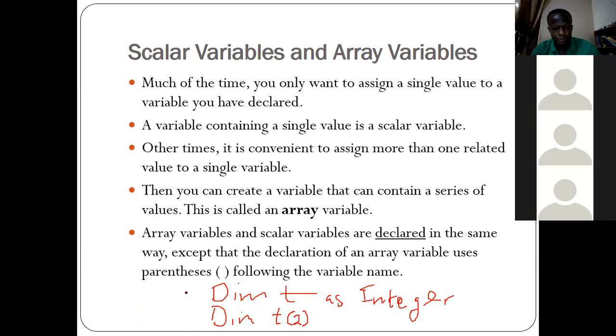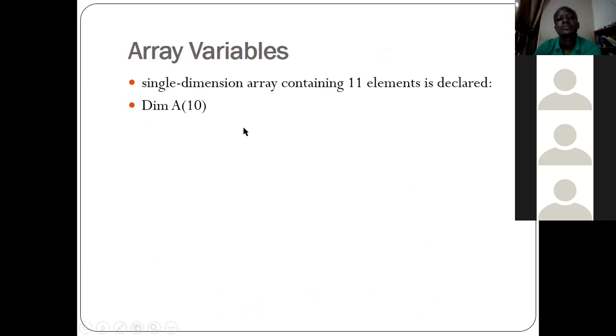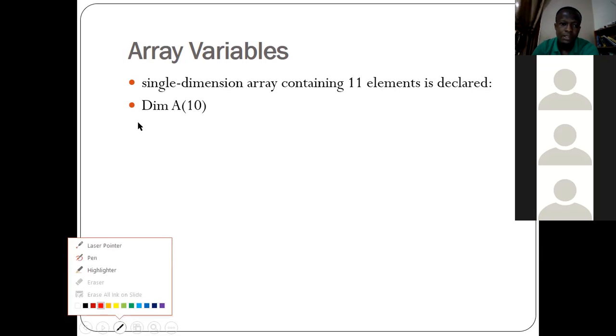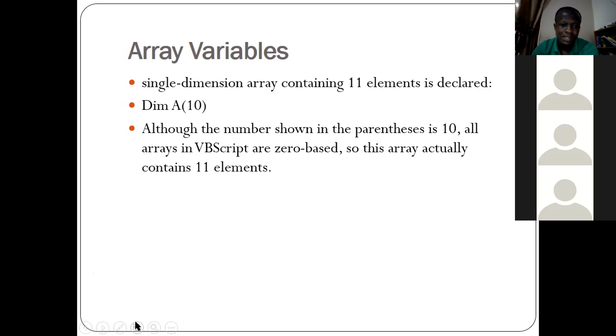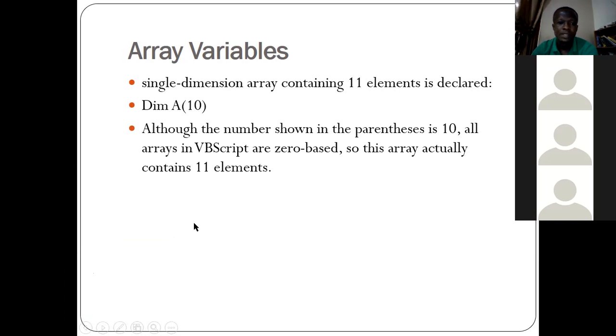So let's carry on. Array variables: a single dimension array containing 11 elements. So if you want to store 11 things, Dim a, so the variable name is a. Although the number shown in the parentheses is 10, all arrays in VBScript are 0 based. So this array actually contains 11 elements. That's what I just talked about.